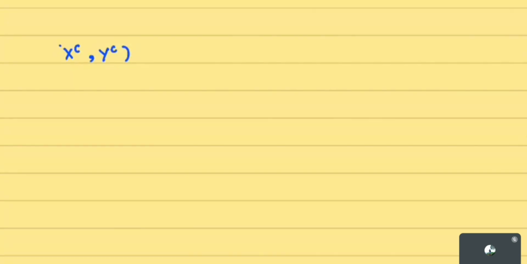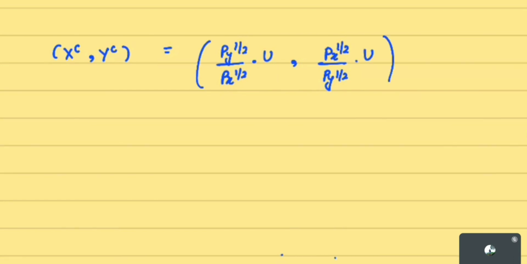Like xc, yc, the optimum quantities must be equal to price of y half, price of x half into utility, and price of x half, price of y half into utility. So this is the expression for our Hicksian demand function. Okay, now this is the completion of our step 1.